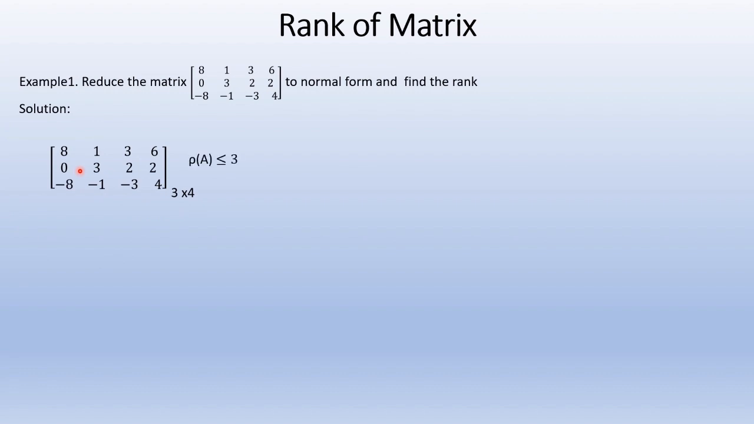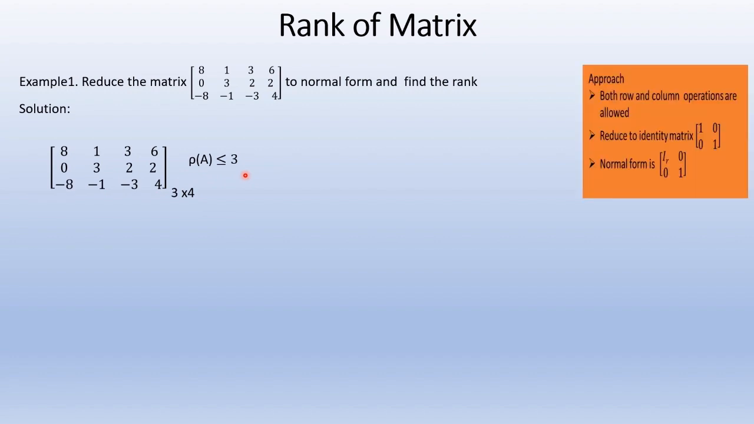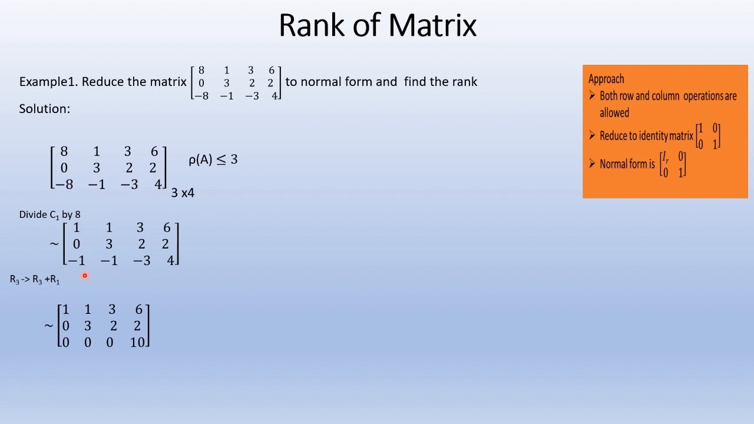First, to make this element 1, we can divide C1 by 8. We get 1, 0, 1. Then, reducing row R3 by adding it with R1 we get 0, 0, 0, 10. Now, to get 0 here, column 1 is subtracted from C2 to get C2 as 0, 3, 0. To get 0 in this position of C3, 3 times C1 is subtracted from C3. To get 0 in this position of C4, 6 times C1 is subtracted from C4, and we get this matrix.